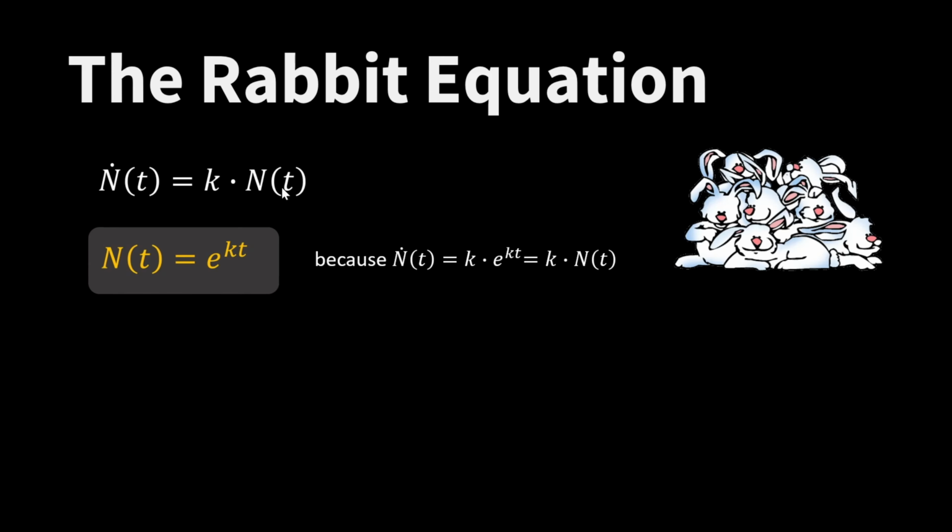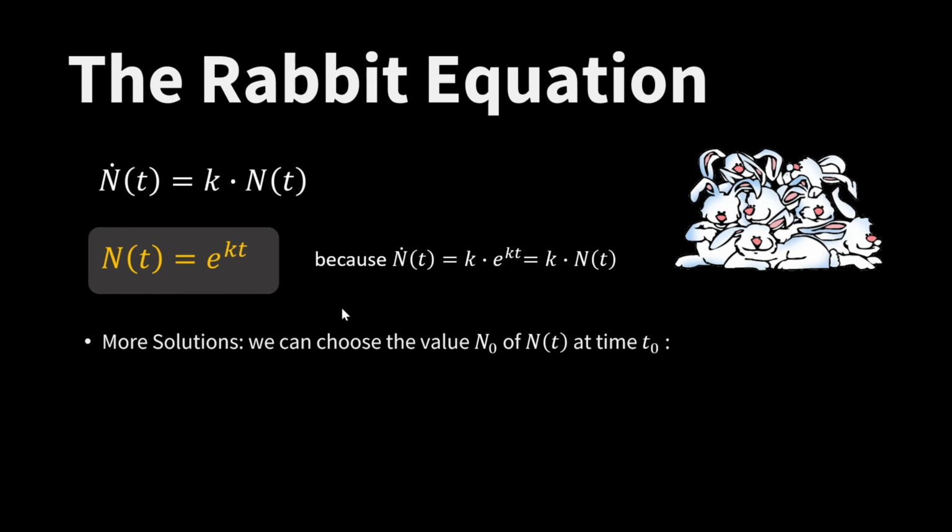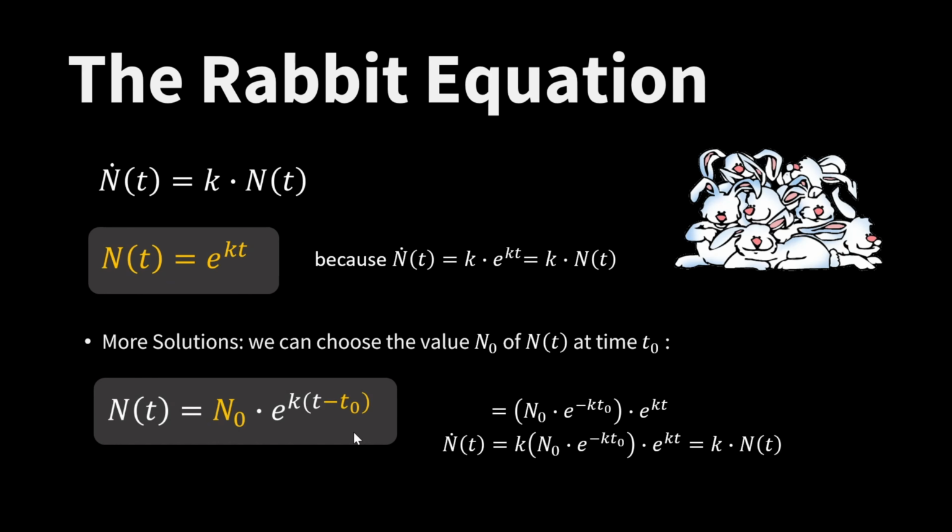As in the soccer equation, we have multiple solutions. We can choose the value of n of t at time t0. We call it n0. So this is a generalized solution. If we plug in t equals t0, then we get a 0 here, and e to the power of 0 is 1. So n at the position t0 is n0. Here's the proof that the generalized solution also solves the differential equation.